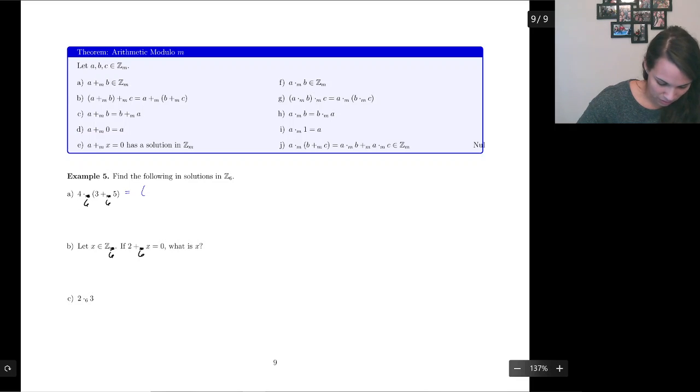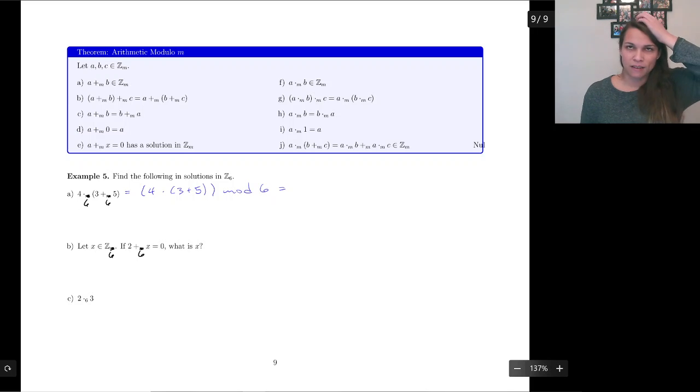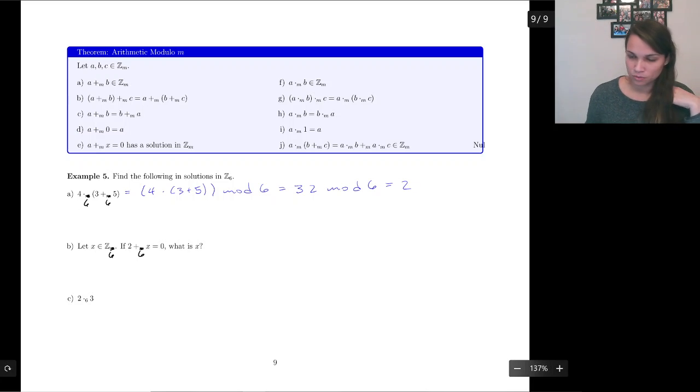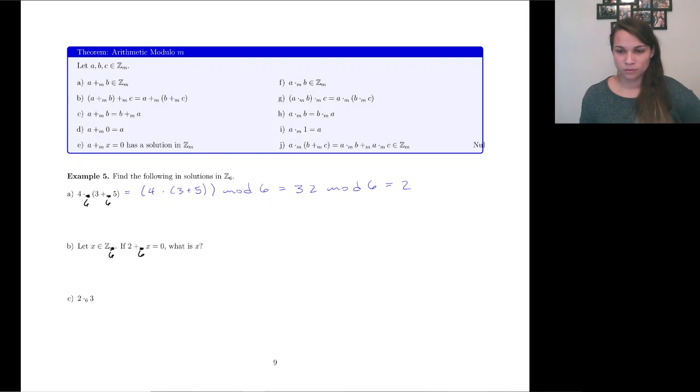So that would be the same thing as doing 4 times 3 plus 5 mod 6, which, 3 plus 5 is 8, times 4 is 32 mod 6. 6 divides 32 and has a remainder of 2. So there you go. We have stayed in Z6.